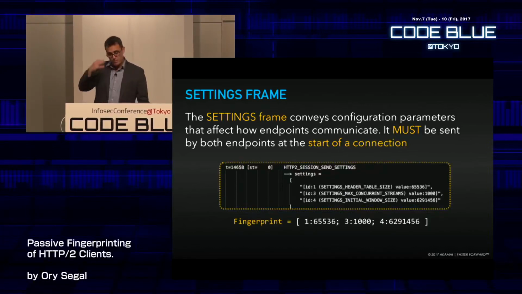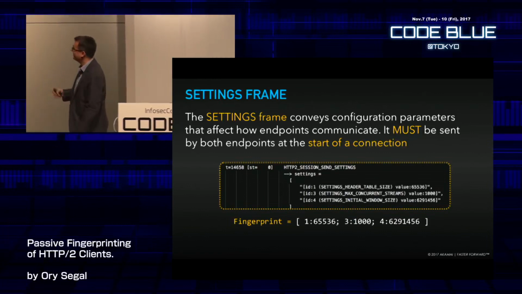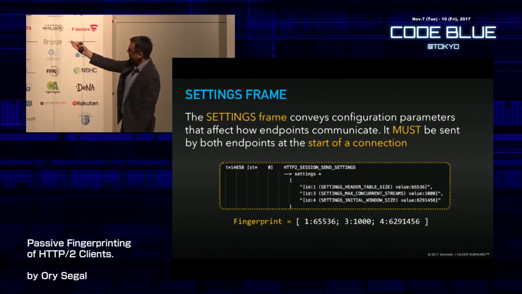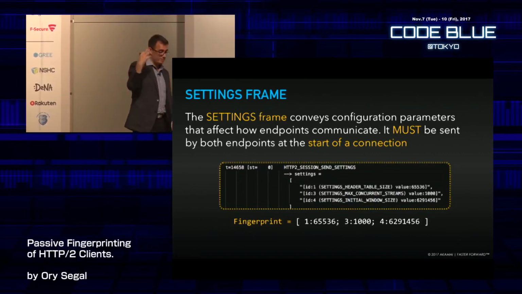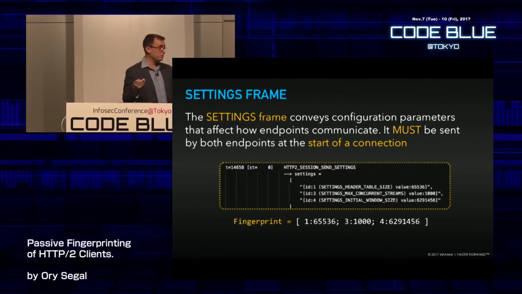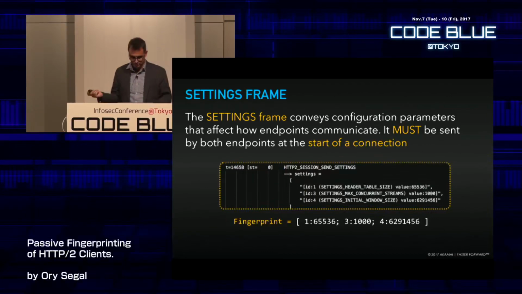So we came up with this very trivial and obvious fingerprint format: the setting ID, then a colon, and then the value. You need at least one, right? But you can have as many as the settings that exist in theory.